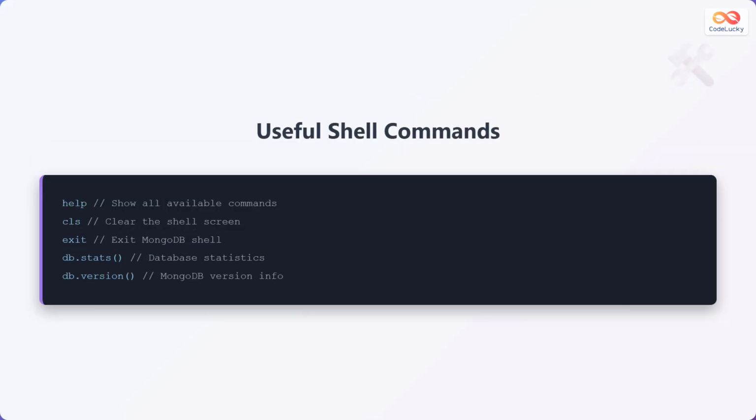Here are some other useful commands you can use in the MongoDB shell. To display a list of all available commands, simply type help and press Enter. To clear the shell screen, type cls. To exit the MongoDB shell, type exit. To view database statistics, use the command db.stats. And to check the MongoDB version information, use the command db.version.